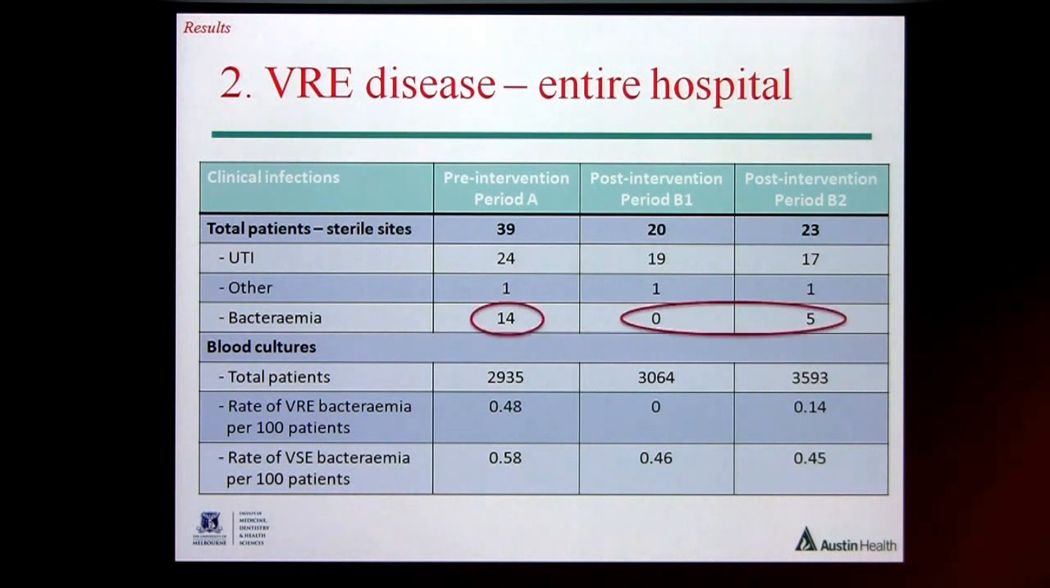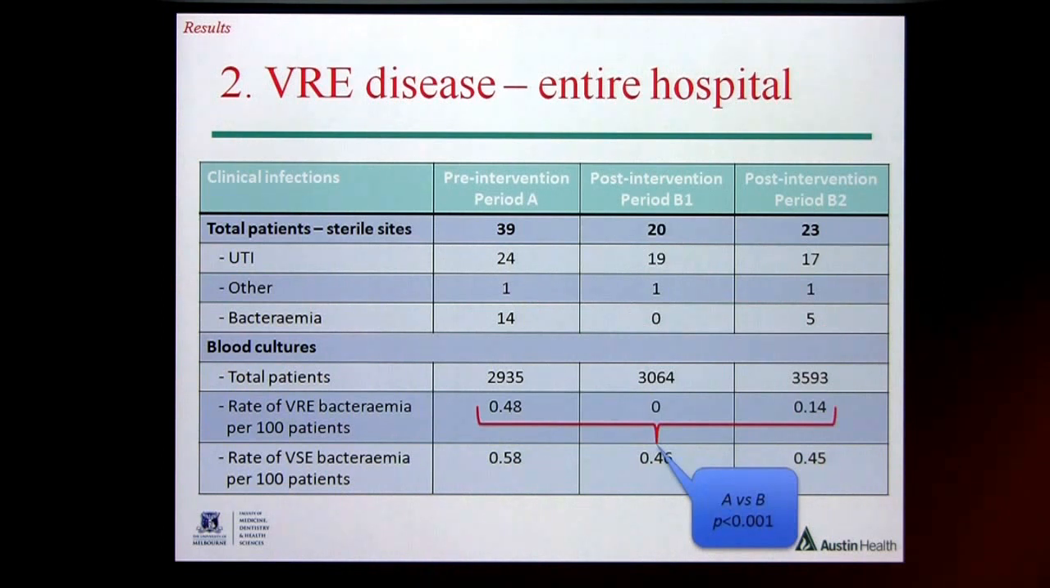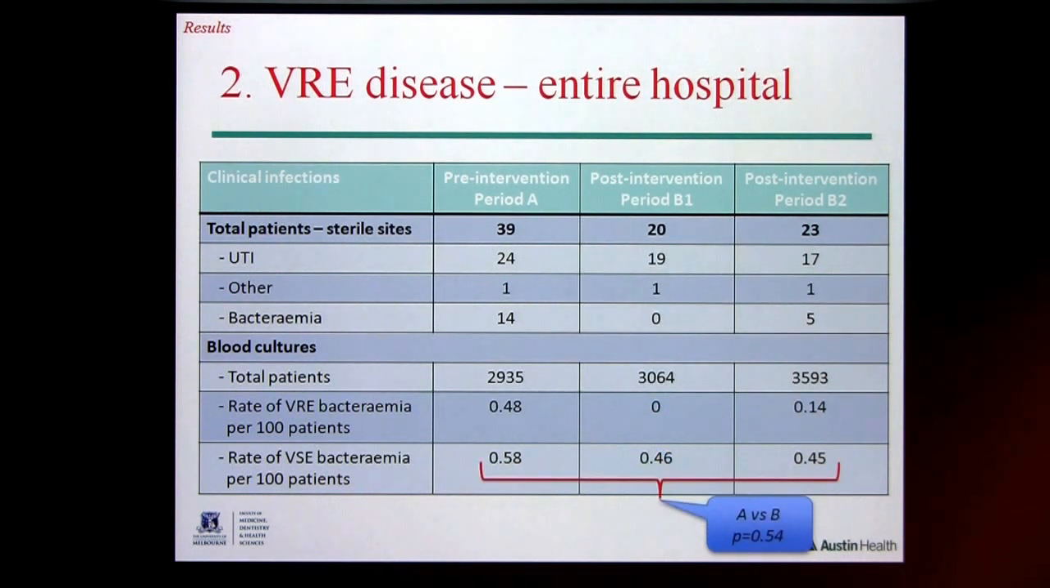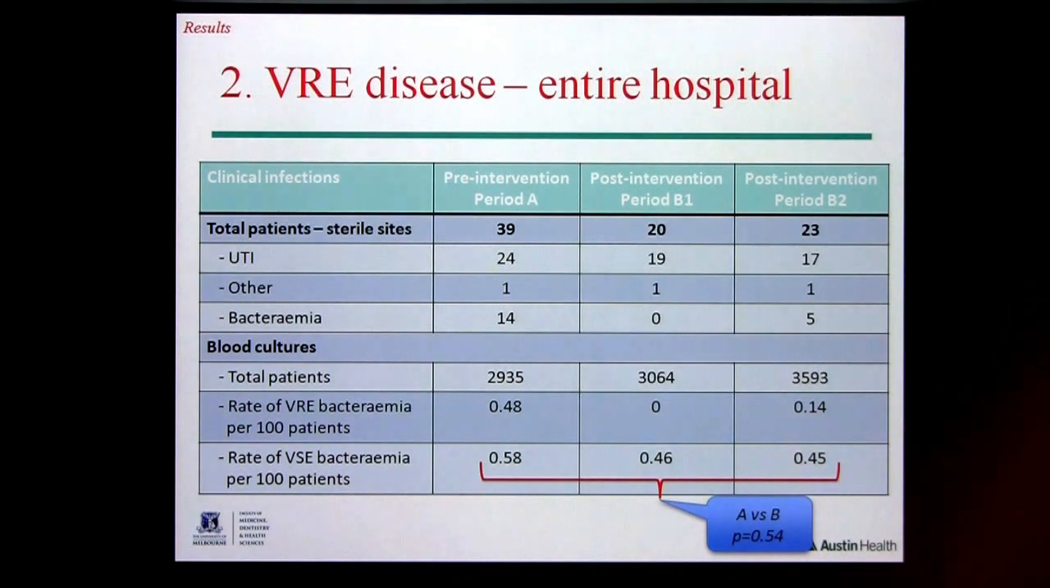And then if you look at disease outcome, in the 6 months prior to the intervention, 14 had bacteremia. During the 12 months after, there was 5, and this was highly significant as a rate. If you standardise that against the vancomycin-susceptible bacteremia, which mostly is community-acquired, then you can see that during that period it didn't change, 0.54 statistically. So we had a stable VSE rate, because it's largely community, that's from our normal healthy enterococci if you like, but we had a reduction in disease rates from VRE.